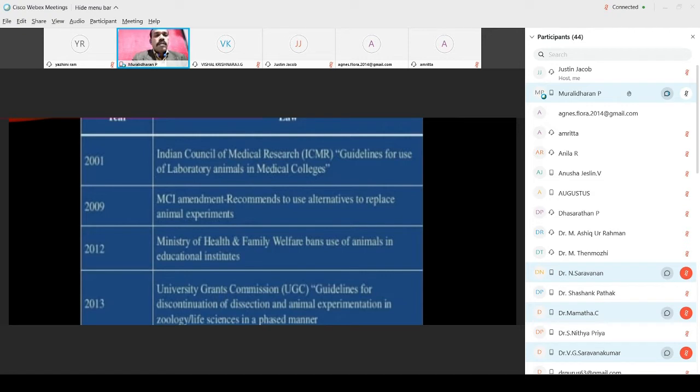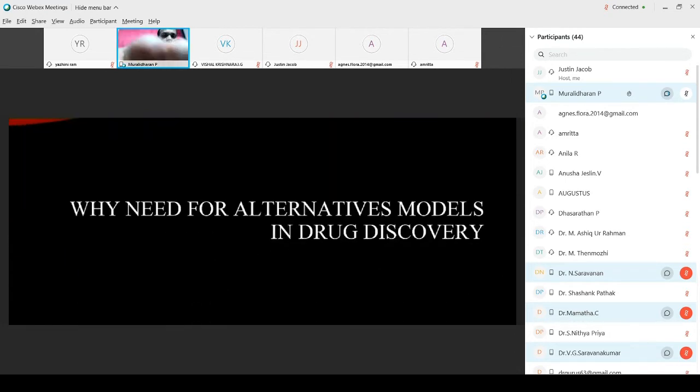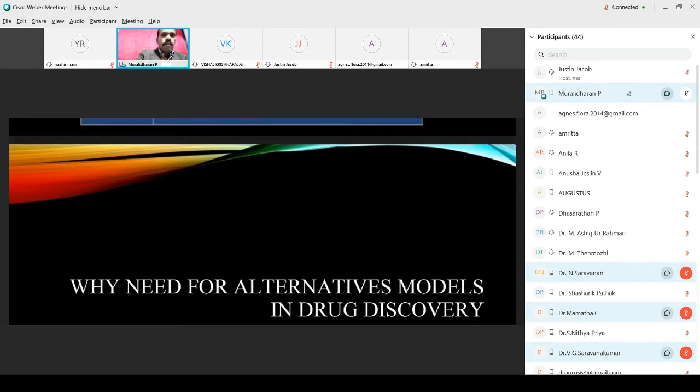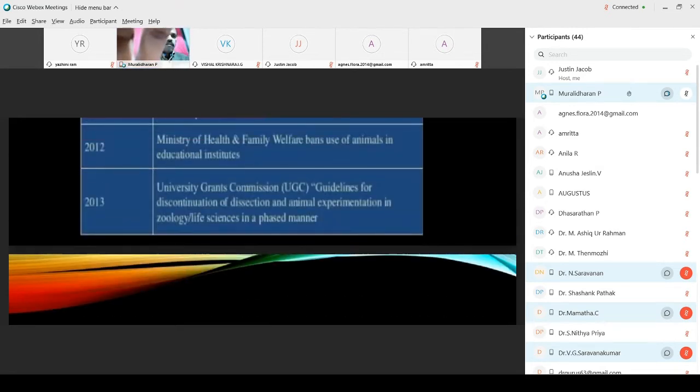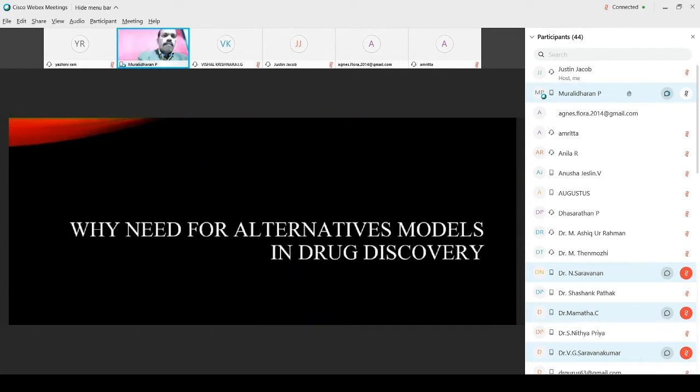The other demonstrations and others were all banned in educational institutions starting from 2012 by the Ministry of Health and Family Welfare. And in 2013, the University Grants Commission set guidelines for discontinuation of dissection and animal experimentation in zoology or life sciences in a phased manner. That was in 2013. So these were the laws which were followed and which are now followed for the alternative.